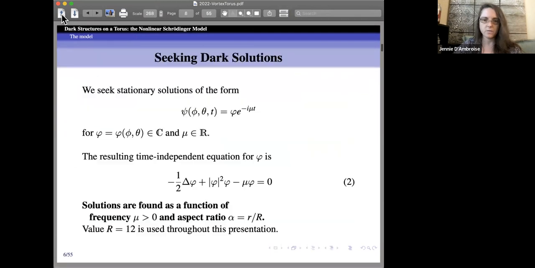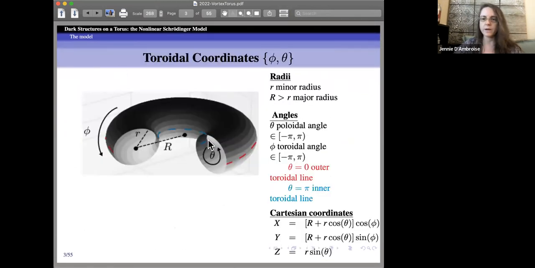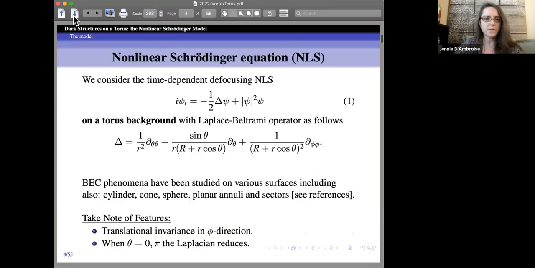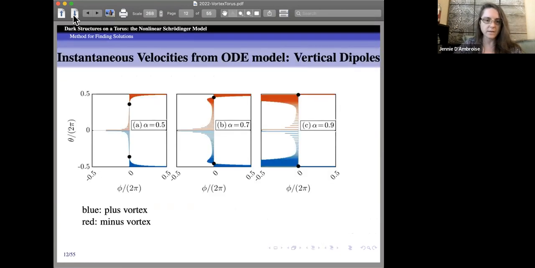And you might wonder what vertical means in this situation. So let me just go back here real quick. So basically, if I say anything about horizontal, that means that it's going around in the poloidal direction. And if it's talking about vertical, then that's going around the thickness of the torus instead. So looking at the reduced ODE model and the velocity here, we see that there are unstable points here, where we have the solutions for the vertical dipoles. Now, this is just the ODE model. I'll get into the PDE model as we go along.